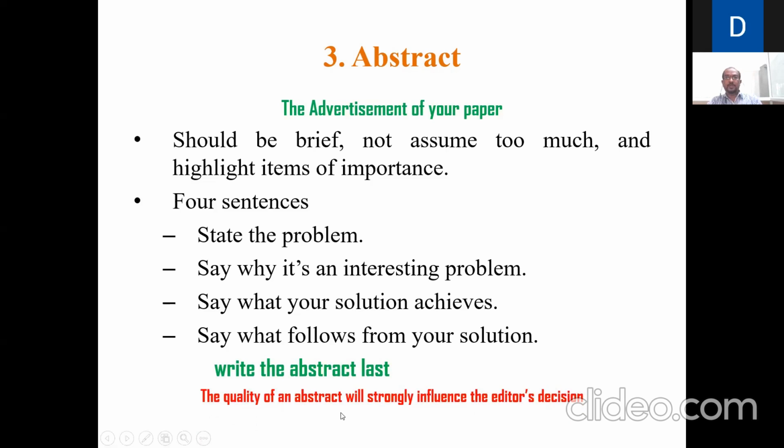The quality of an abstract will strongly influence the editor's decision. Already I told you that when you are submitting your paper, the editor won't go through the whole paper. They go through the title, abstract, and conclusion. So by going through it, if it is very interesting, they can go for the next process. Otherwise, they can reject your paper. So make the abstract, conclusion, and title very catchy and very interesting, right?